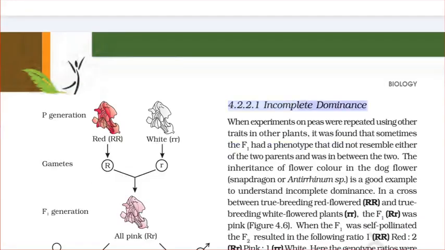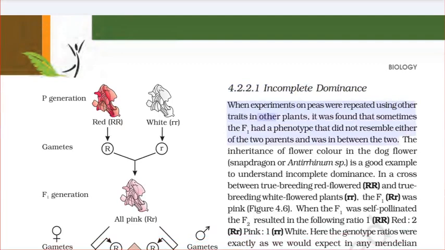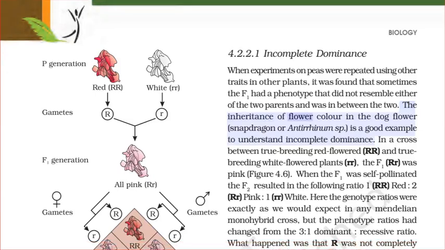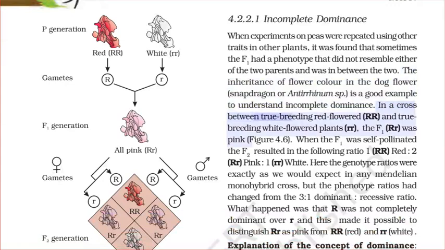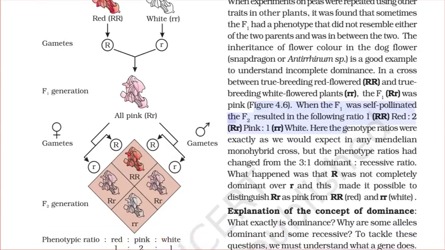Incomplete dominance. When experiments on peas were repeated using other traits in other plants, it was found that sometimes the F1 had a phenotype that did not resemble either of the 2 parents and was in between the 2. The inheritance of flower color in the dog flower, snapdragon or Antirrhinum sp., is a good example to understand incomplete dominance. In a cross between true breeding red-flowered RR and true breeding white-flowered plants, small r small r, the F1, Rr, was pink. When the F1 was self-pollinated, the F2 resulted in the following ratio: 1 RR red, 2 Rr pink, 1 small r small r white.